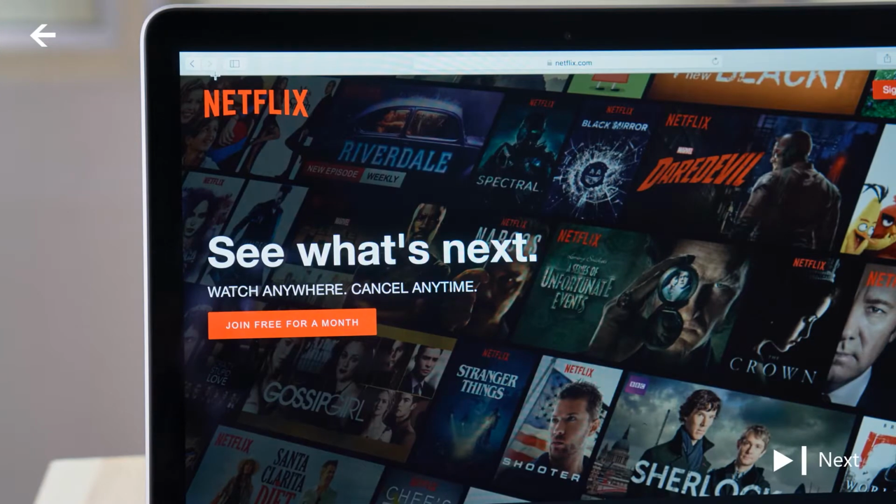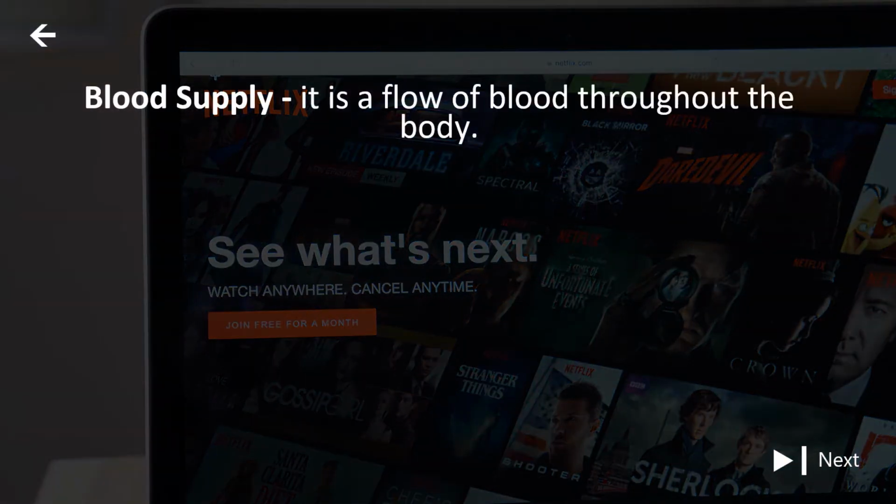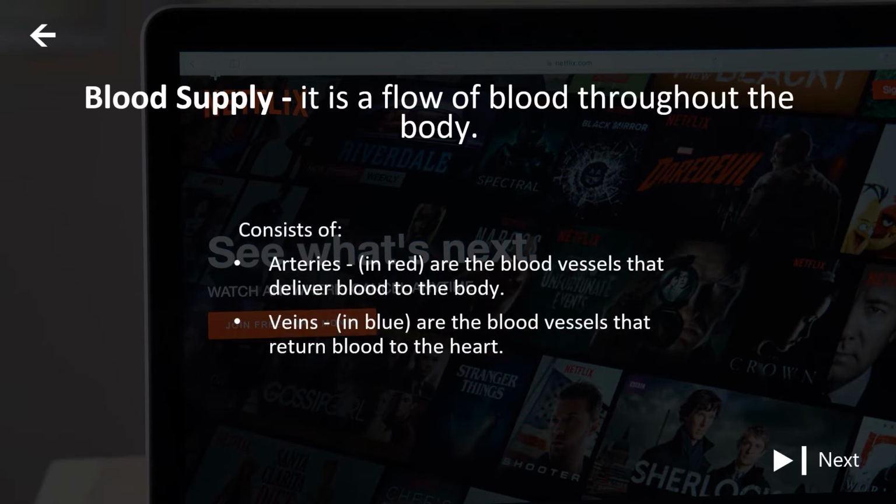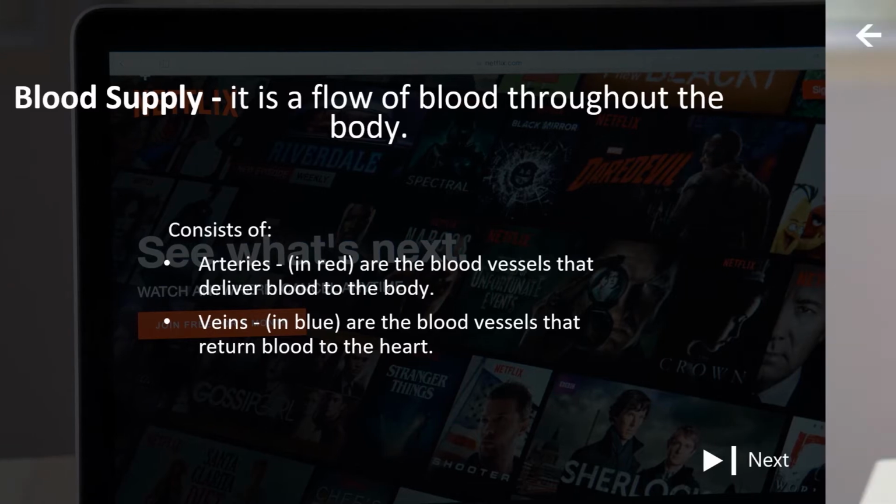The second supply of the skin is the blood supply. It is a flow of blood throughout the body, and it consists of arteries and veins. Arteries, well known in red, are the blood vessels that deliver blood to the body, and the veins, in blue, are the blood vessels that return blood to the heart.